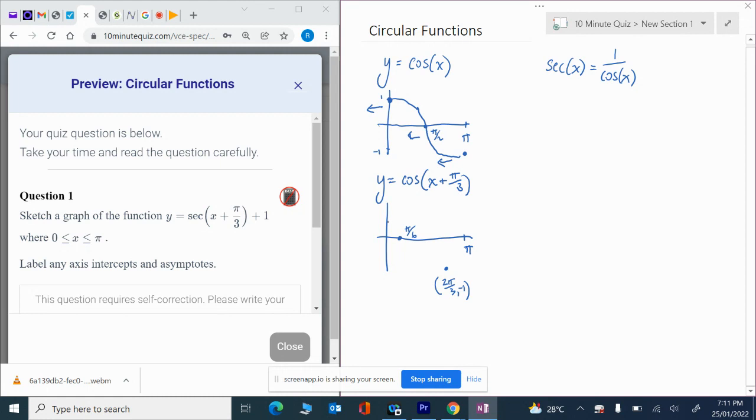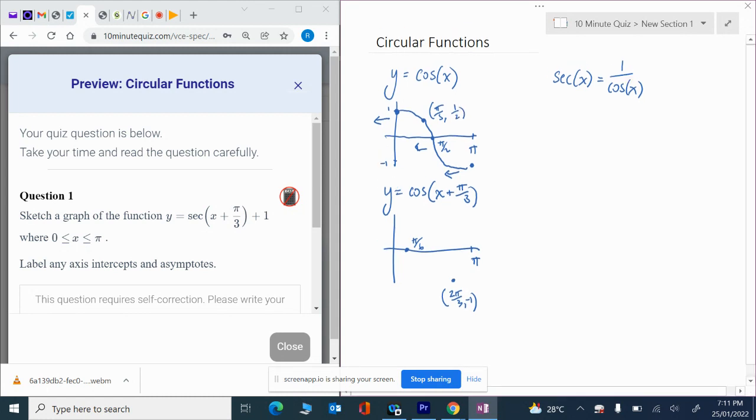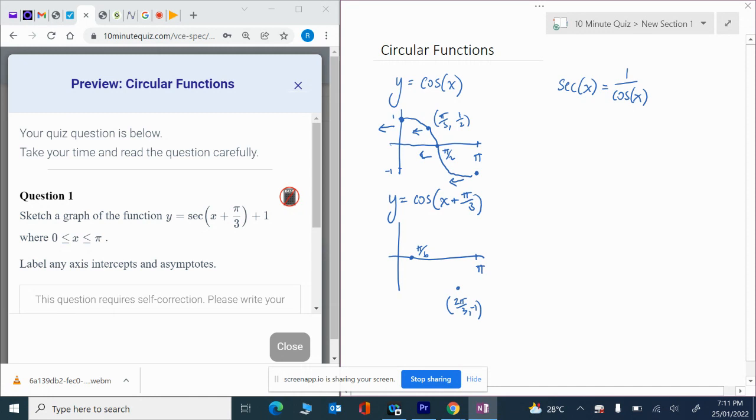For our y-intercept here, that's going to come from where this graph was at x equals π/3. So cosine of π/3 is a half. So once we shifted that point π/3 to the left, that's going to give us our y-intercept at (0, 1/2). Okay, so we've got that.